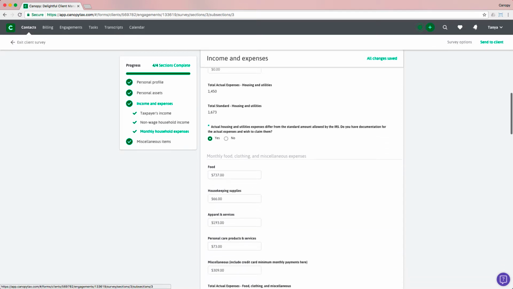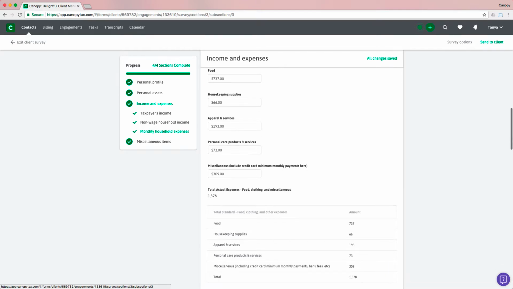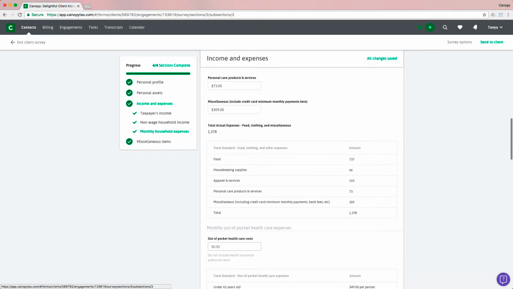For the food and housekeeping and all of those, just to make it easy in this illustration, we're making it to where he just happens to spend the same amount as what the standard is, because we're going to just show some examples of bigger items here. So $1,378 is what he's spending, but that happens to be his standard.